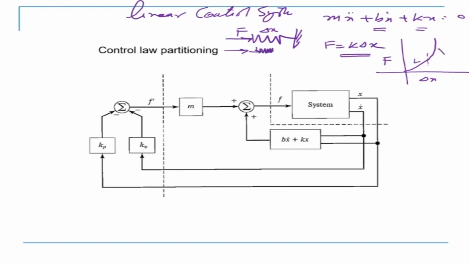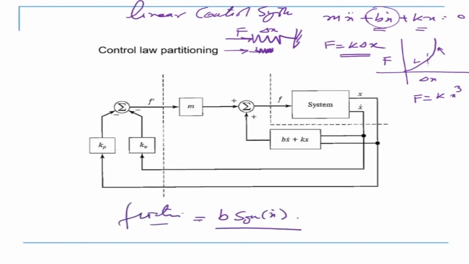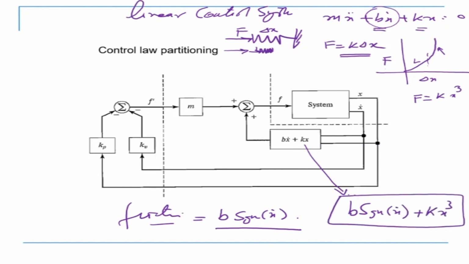And that is basically shown here. Now this is nonlinear, so we can write the equation as F is equal to K into x cubed. That is one example. The second is friction. Friction is nonlinear again, so friction b x dot can become equal to a sigmoidal function, and that can become friction. Now this is again nonlinear. So in my nonlinear control system, I could have b sigmoidal function plus K into x cubed. This is a nonlinear system.